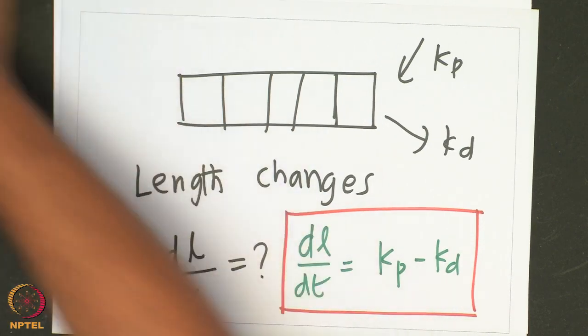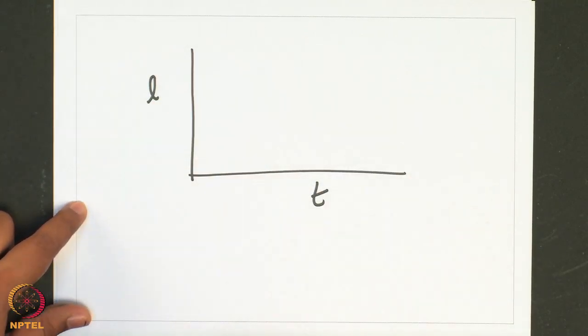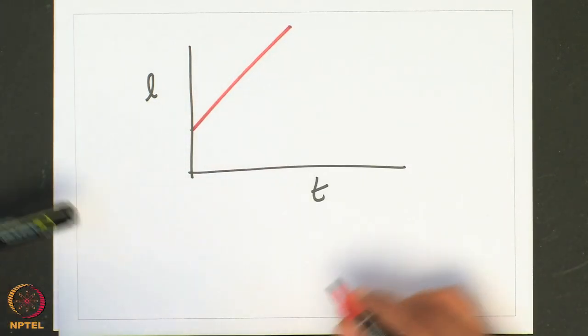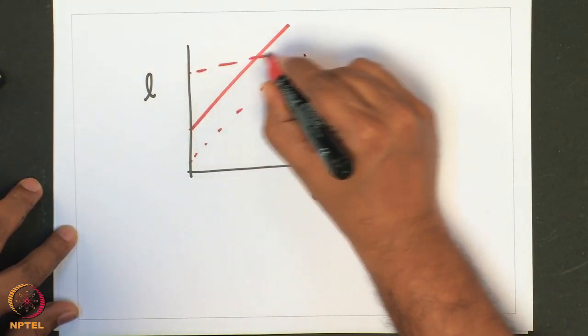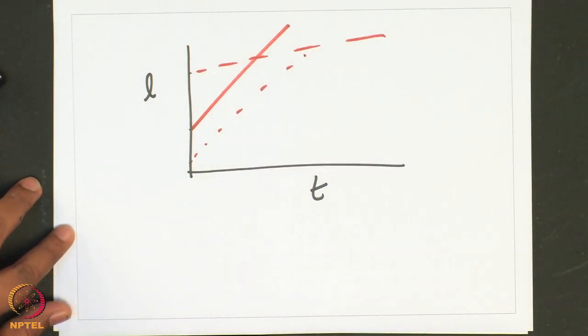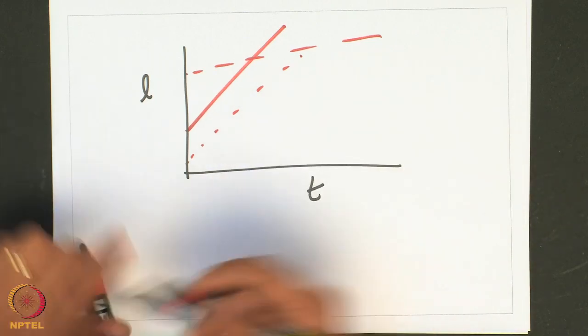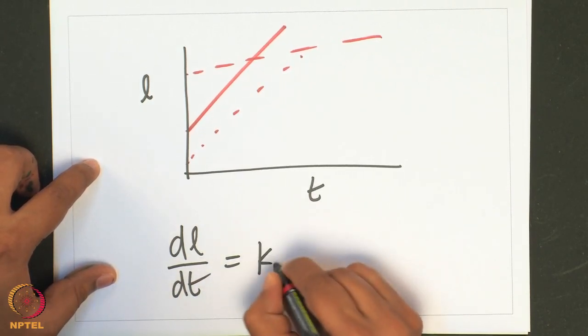So, think about it. What we know, we want to know L versus t, and we have some curve, and this curve could be here, or it could be here, or it could be like this, or it could be any curve. We do not know what the curve is, but there is some curve L versus t. Its slope is dL by dt. So, this is Kp minus Kd.